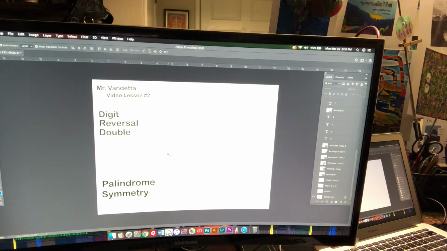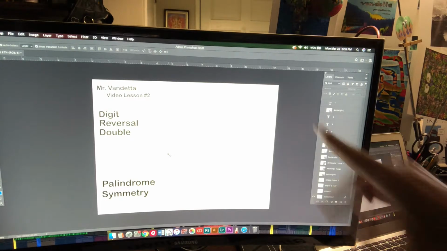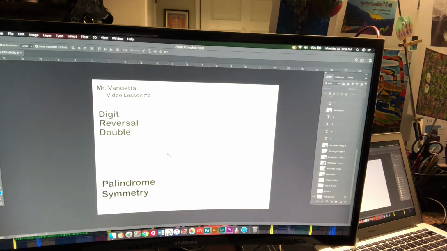I really hope everybody can see this all right. It looks to me like you can see it all right. Today, I'm going to do the rest of our lesson on here, and then you'll know a quick and easy way to make a palindrome, and then we'll talk about different kinds of palindromes that you can make. So here is my name, Mr. Vendetta, video lesson number 2. We reviewed digit, reversal, and double. Here's our word palindrome, and here's the last word that I'm going to teach you at the end, and I'm not even going to say what the word is right now.